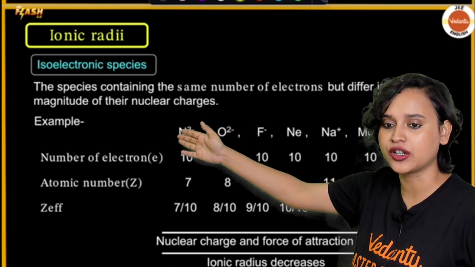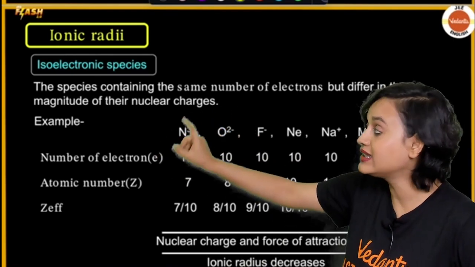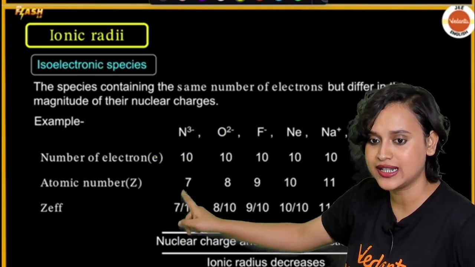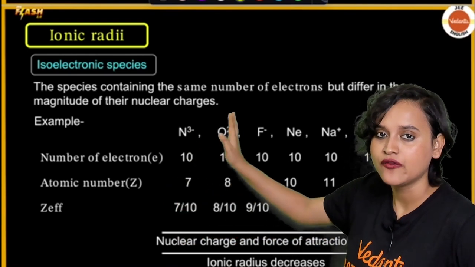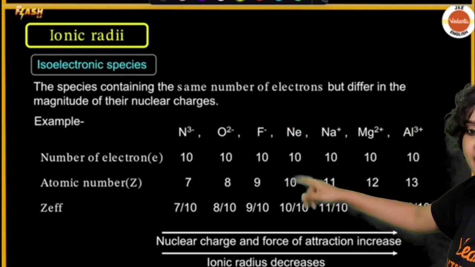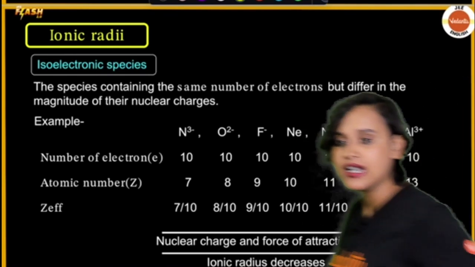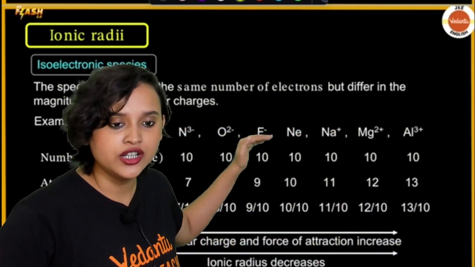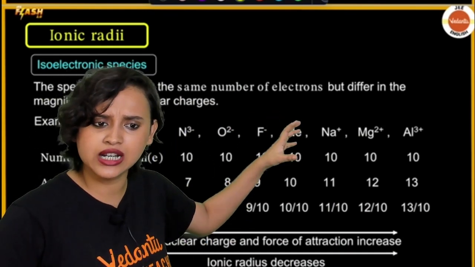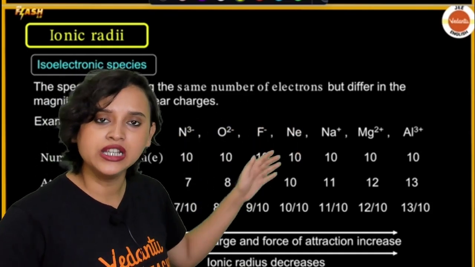Now for example, have a look. N3-, nitrogen 3 minus, that means 3 electrons are added. The atomic number of nitrogen is 7, but here the number of electrons is 10. For oxygen, the atomic number is 8, O2-, that means 10. For fluorine, the atomic number is 9, but how many electrons now? F-, 1 electron extra, so 10. Neon has atomic number 10. Neon is a neutral atom, so there is no addition, no subtraction, and there will be 10 electrons.